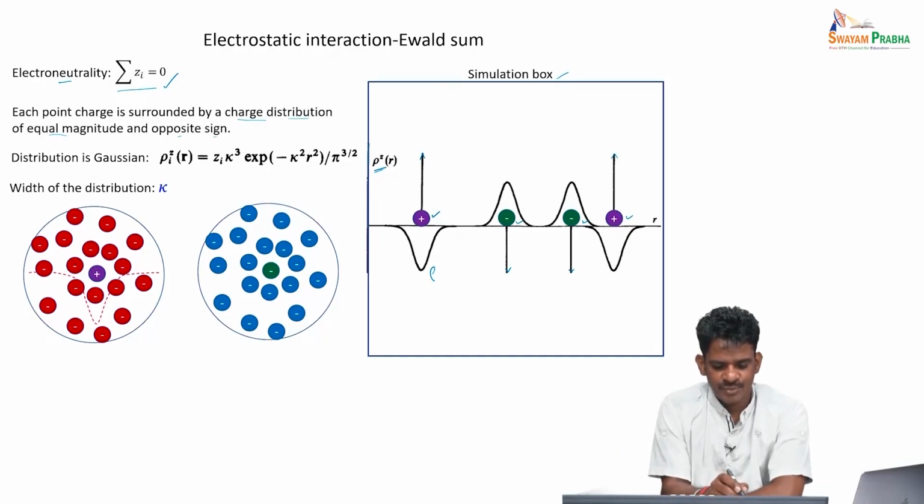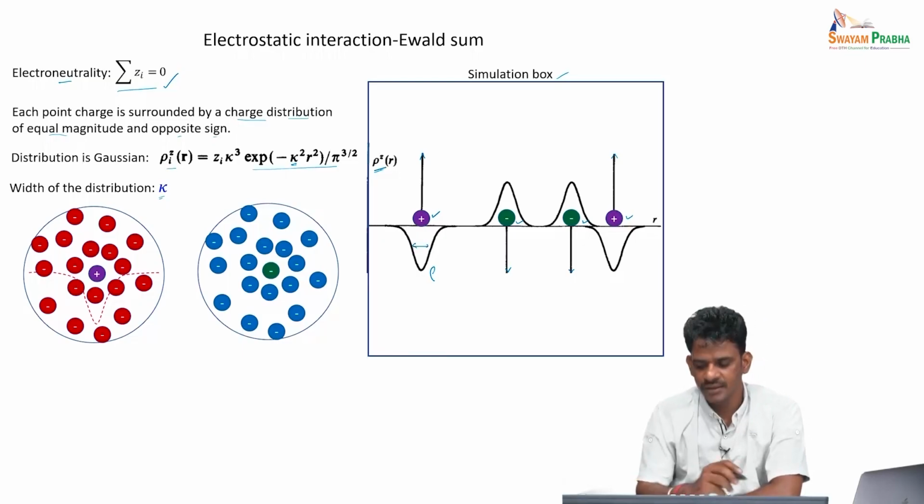And the mathematical expression for the Gaussian is given by this expression here. This comes with the parameter kappa, and this kappa tells what is the width of this distribution. If I keep kappa high, then this distribution becomes very steep. If kappa is small, then this becomes more broad. So this is a parameter that we have a choice to choose. So what is the meaning of this?